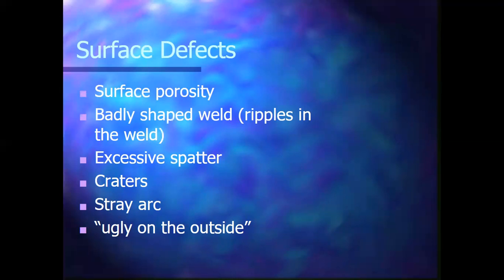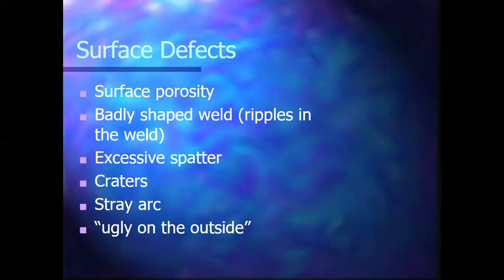Badly shaped weld, ripples in the weld. It just doesn't look nice. It's not aesthetically pleasing. A whole bunch of nice C-shaped ripples in your weld the whole way across tells me you got good travel speed, good control of everything. If I see a whole bunch of V's and then some C's and then big weld, little weld, it tells me there's a lot of inconsistencies as you're traveling.